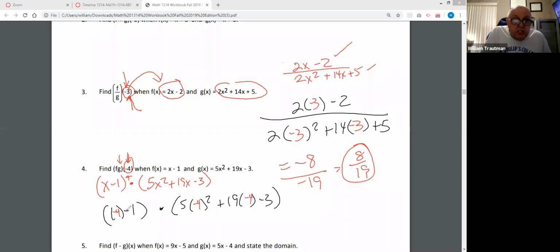So first, negative 4 minus 1, it's not multiplying, it's negative 4 minus 1, which is a negative 5. Over here, I'm going to have to put all that in my calculator.